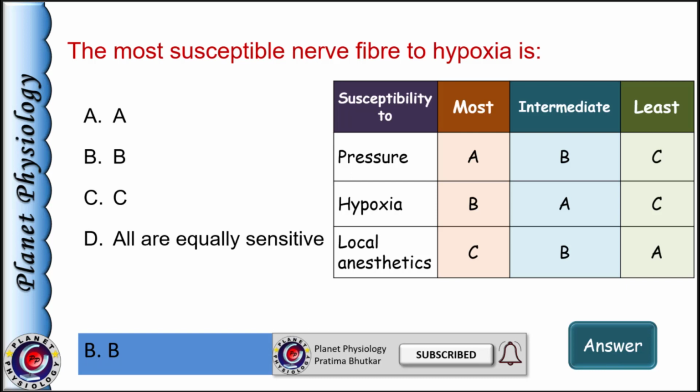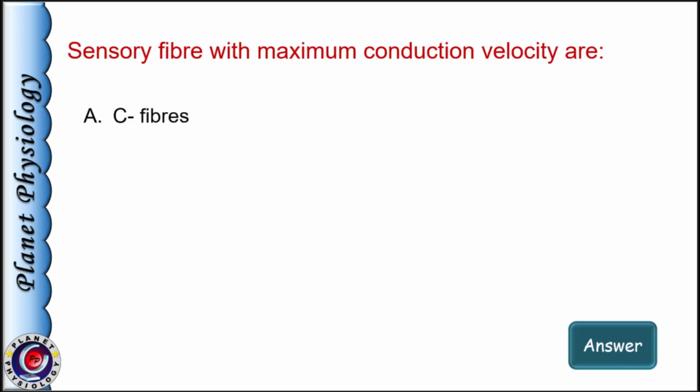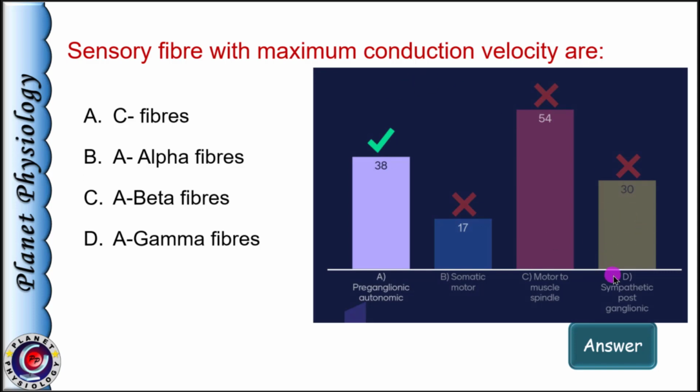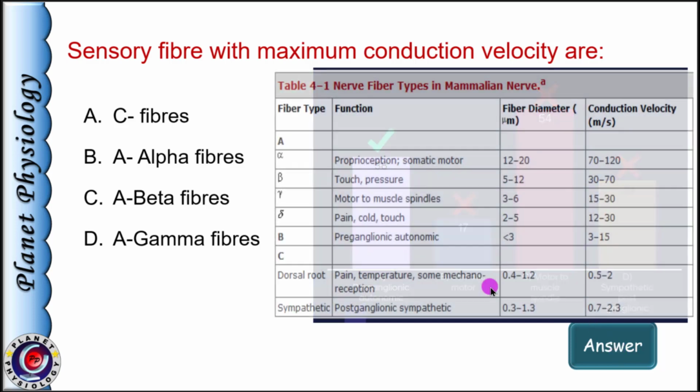Okay, coming to the next question. Sensory fiber with maximum conduction velocity are A, C fibers, B, A alpha fibers, C, A beta fibers and D, A gamma fibers. So as you can see the responses from my students, again there was a lot of confusion amongst the different options. Most of the students don't pay attention to this part of the syllabus. So please understand just one table related to Erlanger-Gasser classification of the nerve fibers and you can answer n number of MCQs based on this.